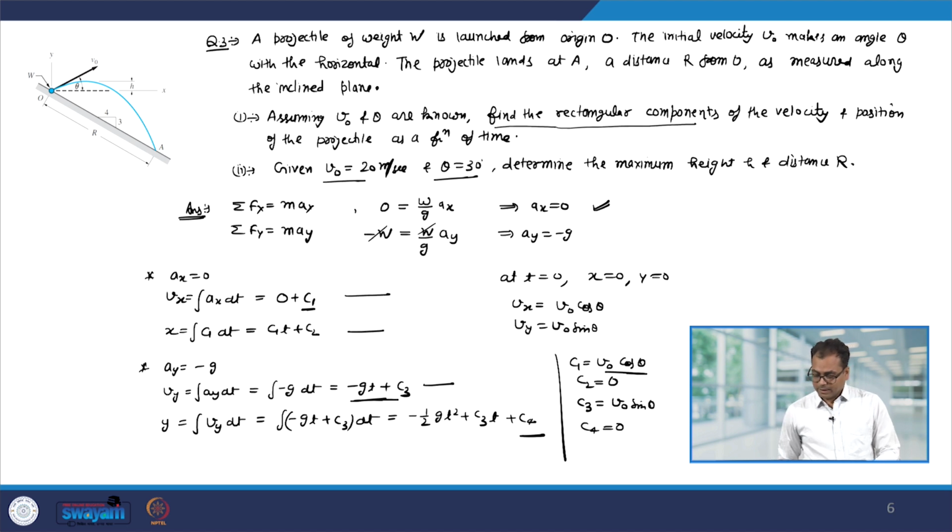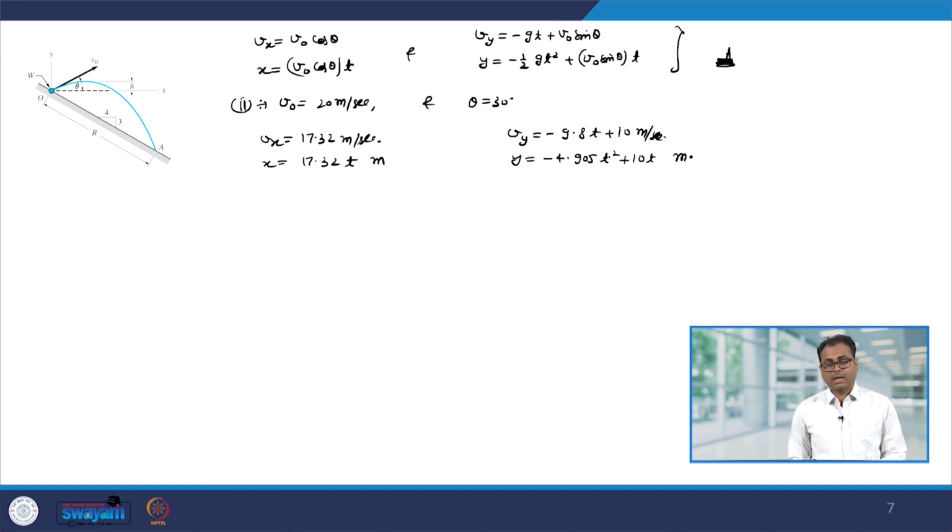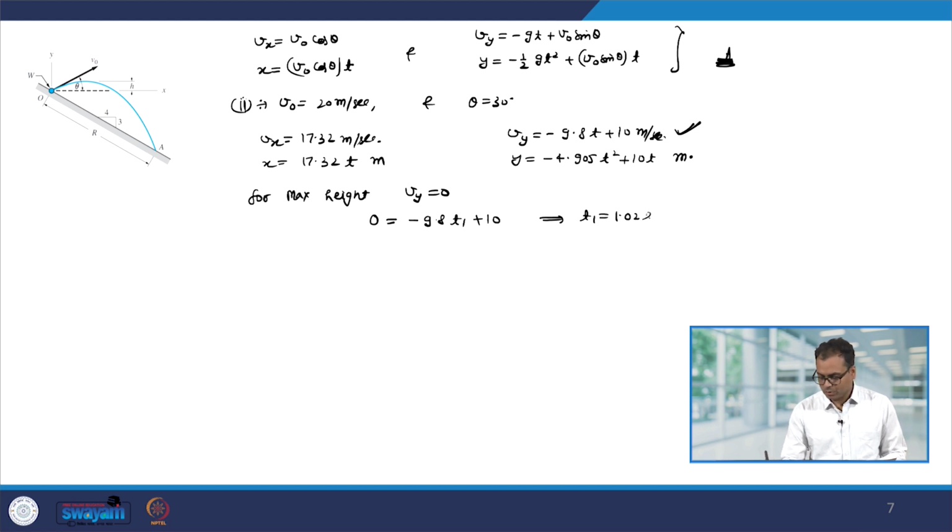Now, in the question statement, we have been asked to find out the maximum height. We know that at the maximum height, its vertical velocity is going to be 0. So, let us put Vy equal to 0 and find out the time that it takes to reach the maximum height. So, we have 0 equal to minus 9.8 t1, let us say it takes a time t1 to attain the maximum height, plus 10, this gives you t1 equal to 1.02 second.